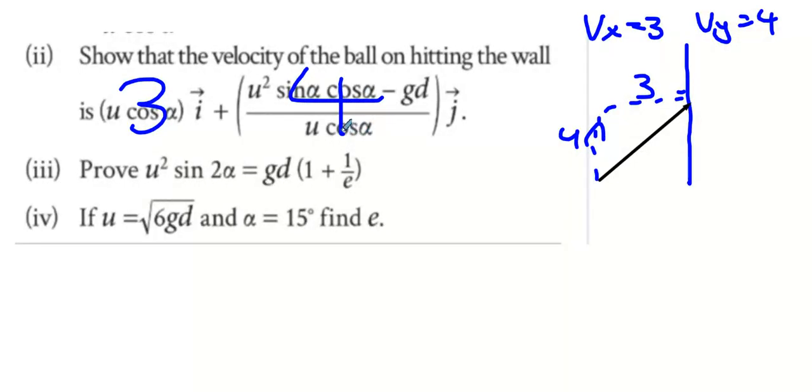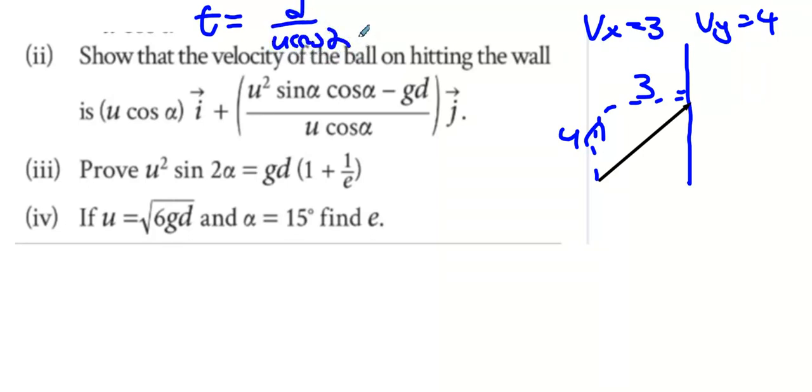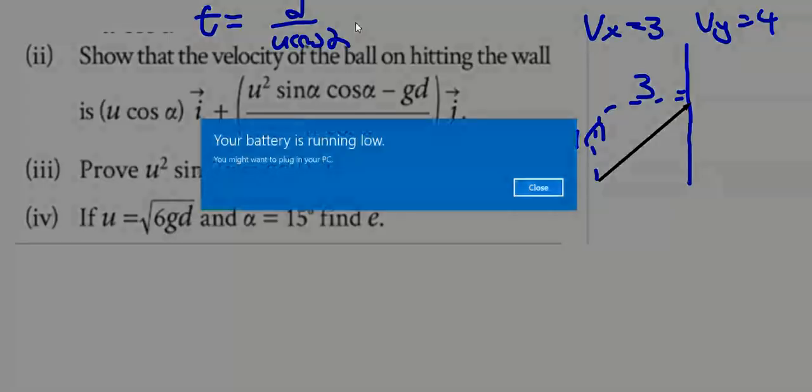So what I'm trying to do here is find v x and v y at the time of impact. And we know how long it takes. We're obviously using a time of, what's that time we had earlier? d over u cos alpha, that's the time we're using, because that's how long it takes to hit the wall.